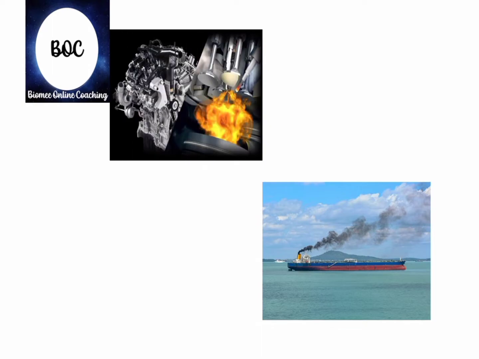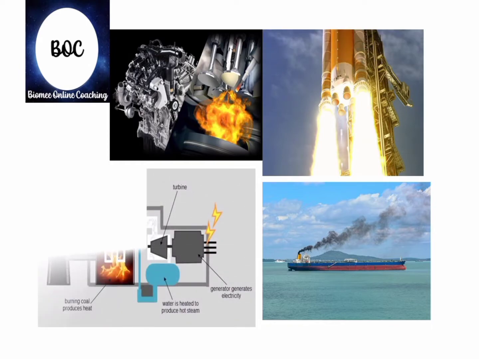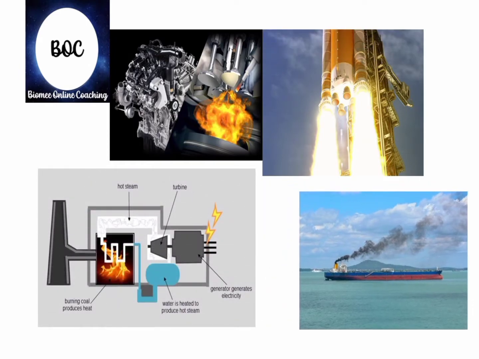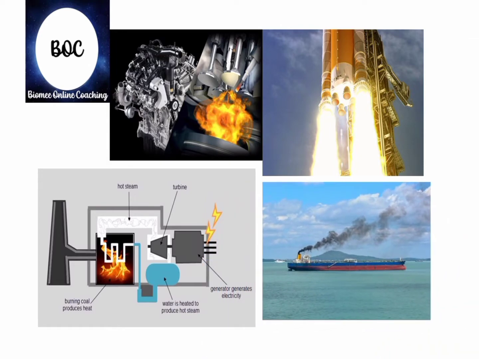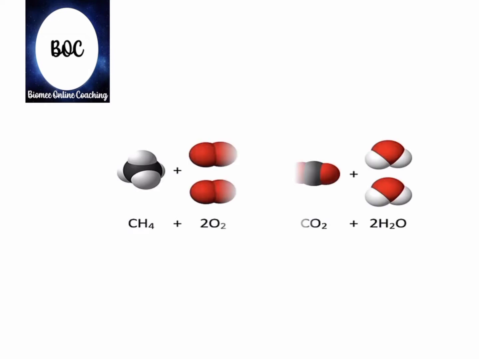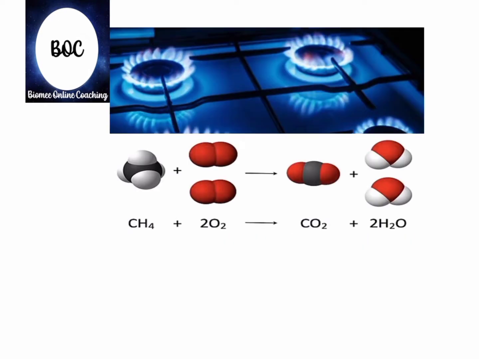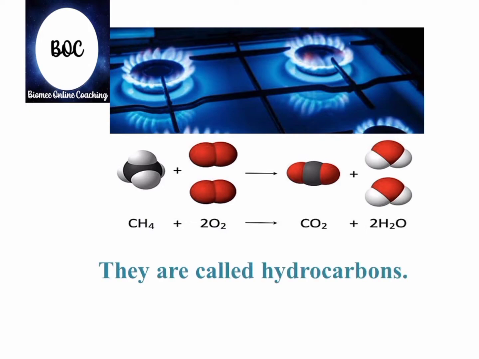Large quantities of these fuels are burned to provide the energy to drive motor vehicles, ships, and aircraft, and to generate electricity in power stations. They are also used at our homes for heating and cooking. These fuels burn well because they contain the elements carbon and hydrogen. They are called hydrocarbons. During burning, these elements combine with oxygen to form carbon dioxide and water.